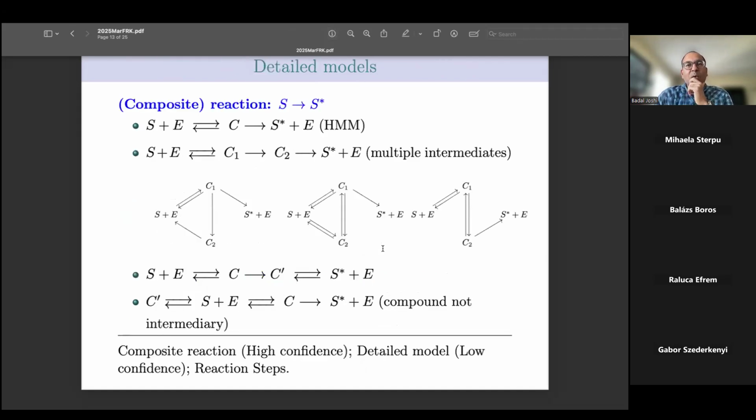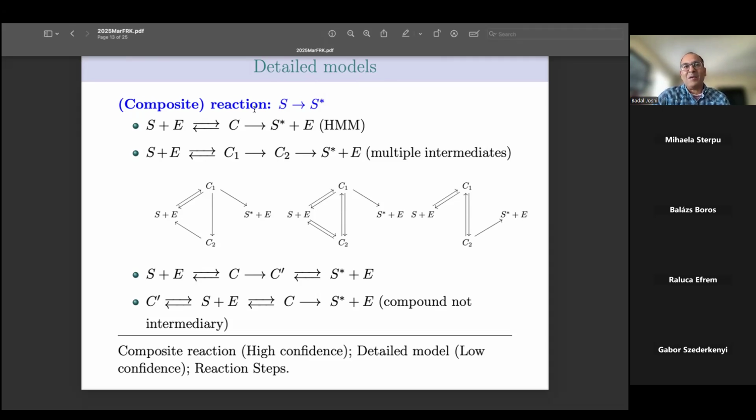Okay, so I said S to S star is a transformation reaction, and then this here is the Henry-Michaelis-Menten mechanism. I want to clarify this language. When I say reaction, I mean a composite reaction, where I'm talking about what happens to the substrate. The mechanism for that reaction can be many different mechanisms. If you look at a composite reaction, from paper to paper you'll find people using different mechanisms for the same reaction. And there is good reason for that.